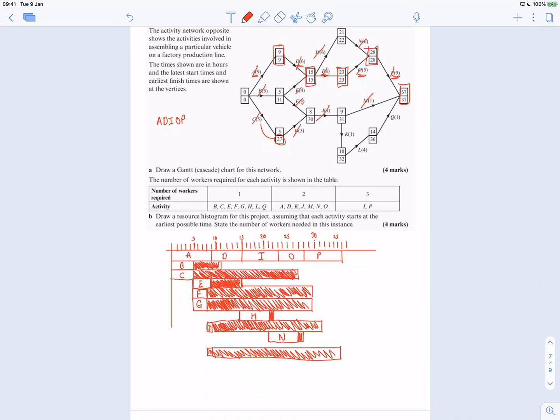K starts at 9. Same deal. Oh, have I done that on the 8? Yeah, I have. That should really be on the 9.